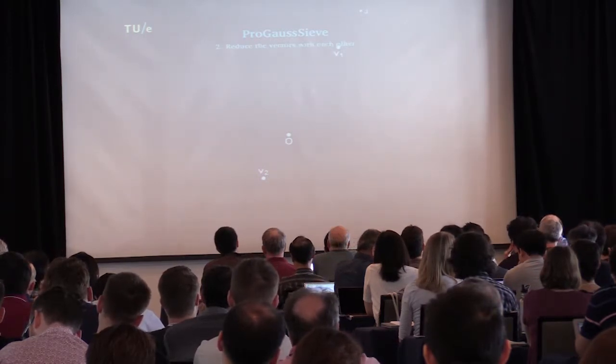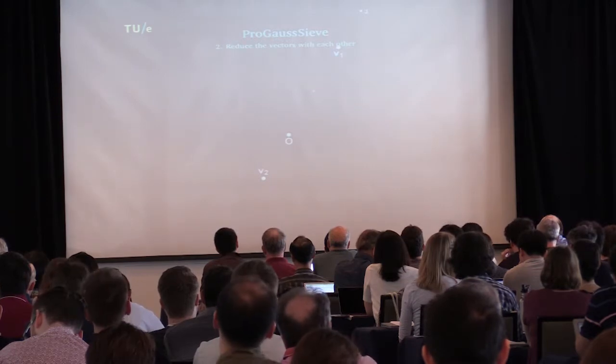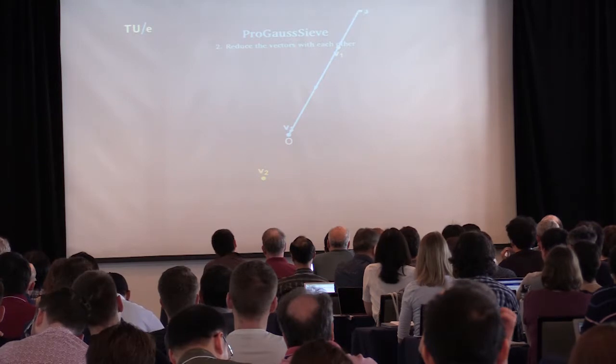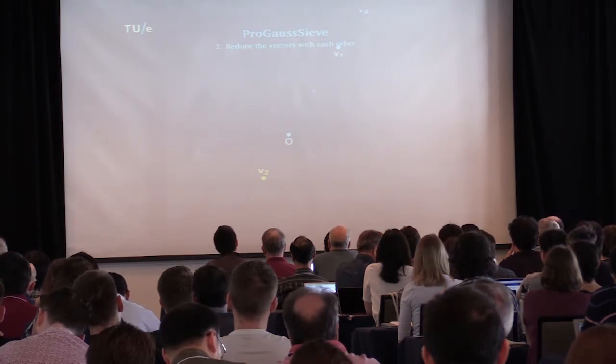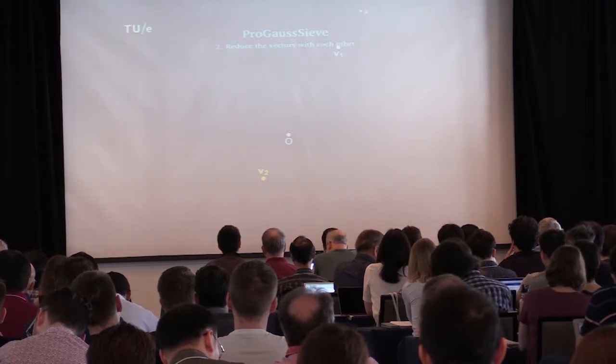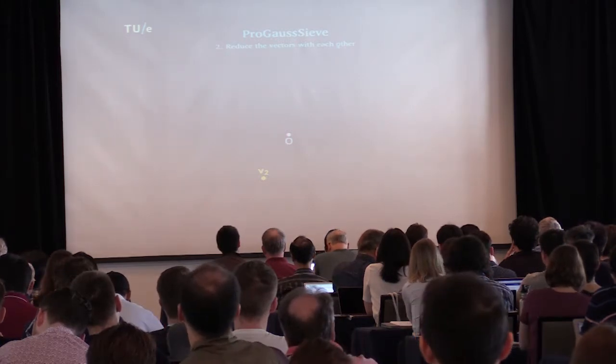Then we're going to reduce them just as before. So we have V1, there's nothing to do. V2, then we can reduce V1 with V2. We can reduce V3 with V2. Okay, so we have one kind of short vector in this one-dimensional lattice. I mean, a one-dimensional lattice is kind of simple.